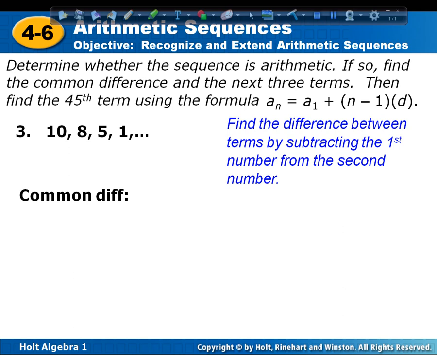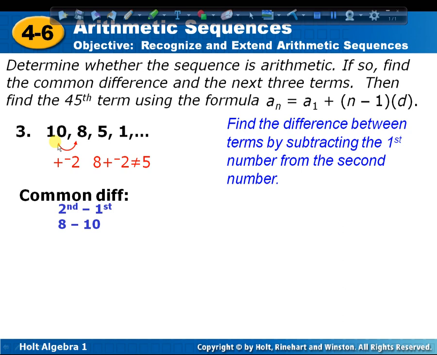Alright, again, our instructions say determine whether the sequence is arithmetic. If so, find the common difference in the next 3 terms, and then find the 45th term using the formula. So to find the common difference, I'm going to take the second term, the 8, and subtract the first term, which is 10. So down here I'm going to say 8 minus 10, and that gives me negative 2.